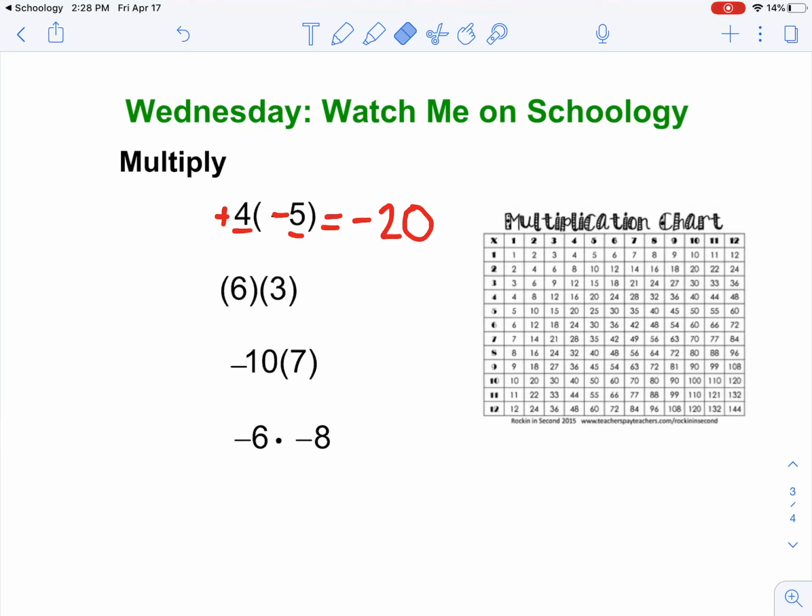next we have 6 times 3, and those are both positive. So let's go to our chart, find 6 and 3, and 6 times 3 equals 18. So since these were both positive, plus and plus, our answer stays positive. So you could put a plus here, but we don't need it. We can just write 18.